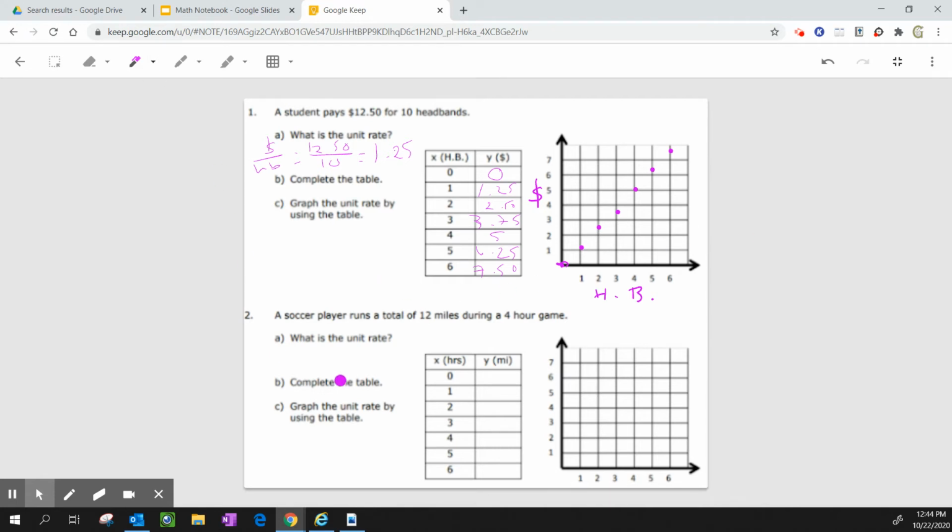If we try another one, same kind of idea. We have a soccer player that's going to run 12 miles during a 4-hour game. So if we want for 1 hour, we're going to do miles per hour to get the unit rate. So miles would be 12, hours would be 4, and I get 3. Then I'm going to complete the table. So right now, if you haven't already, you can go ahead and pause it and see if you can finish the table without me doing it or before I do it. So go ahead, pause, and try it.